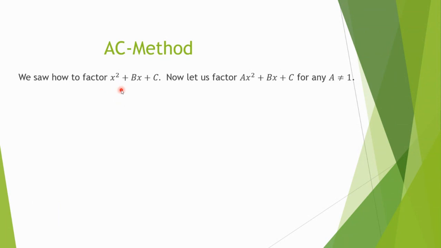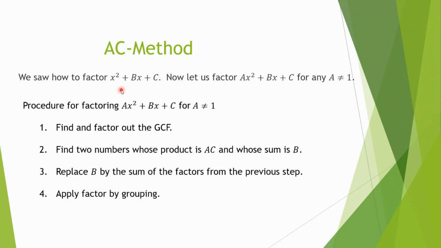I mean, there are other methods, I think, in the book, but I'm going to show you one that's based on factor by grouping. And this is actually the procedure. Of course, we're assuming A here is not 1. So basically what we do is this. I will demonstrate through examples.